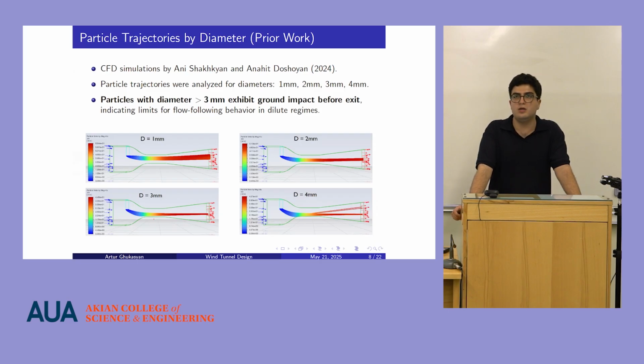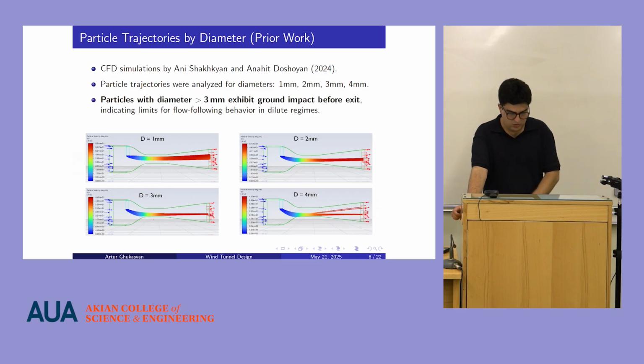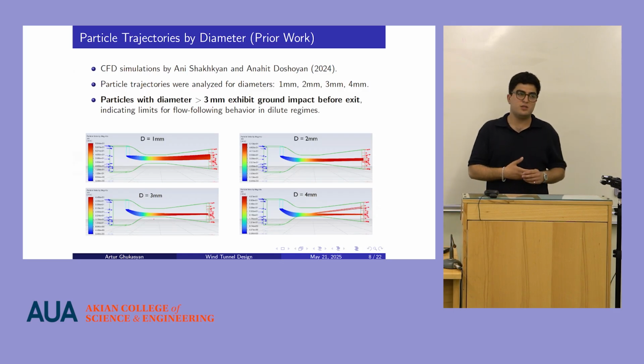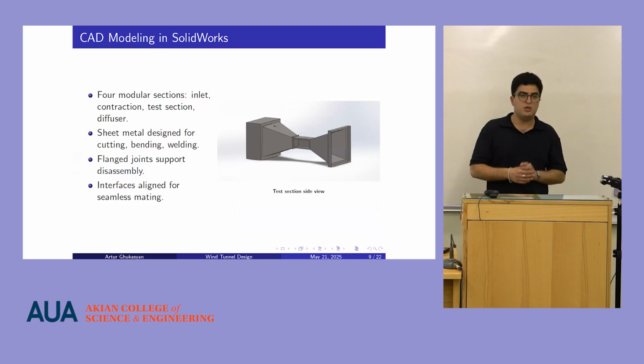Particles with diameter more than 3 millimeters exhibit ground impact before exit, indicating limits for flow following behavior in dilute regimes. Initially, our experiment was set up for small silica gel particles, which were in the range of 1.5 to 2 millimeters in diameter. This was used as numerical validation of what we're trying to achieve. The aim was to gain it experimentally, since dilute flow analysis has never been studied in an experimental way; mainly all the papers study the dense flow of particles.